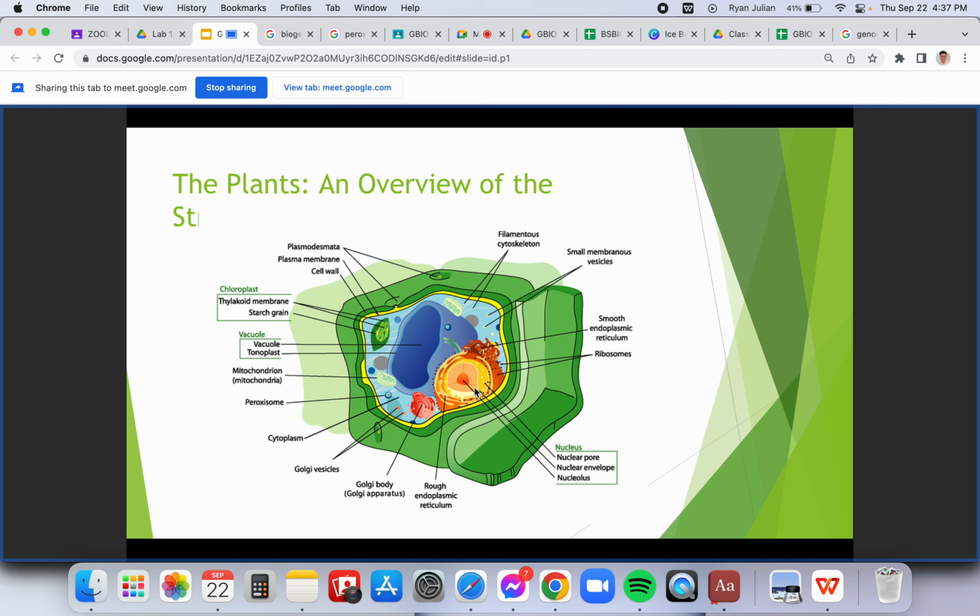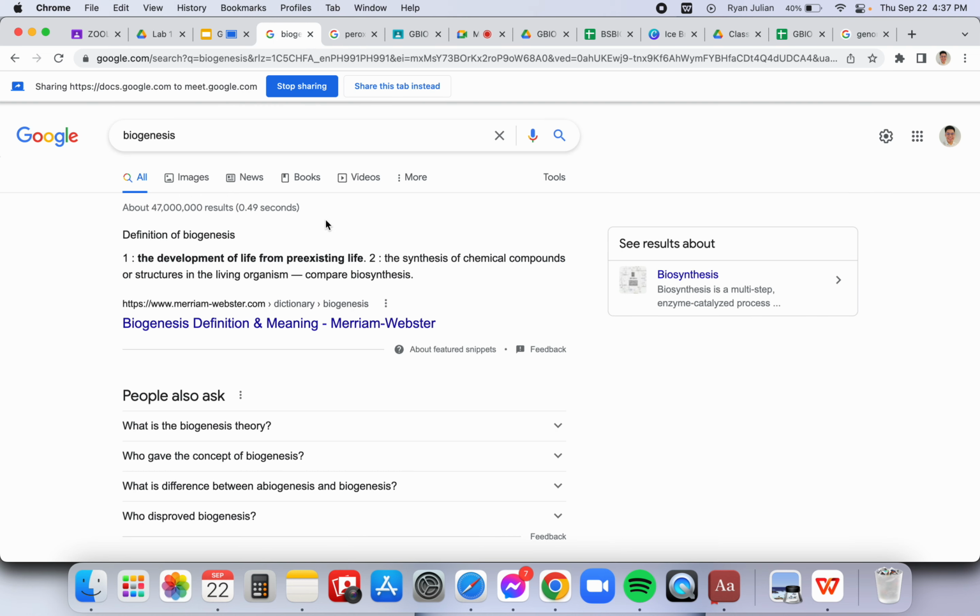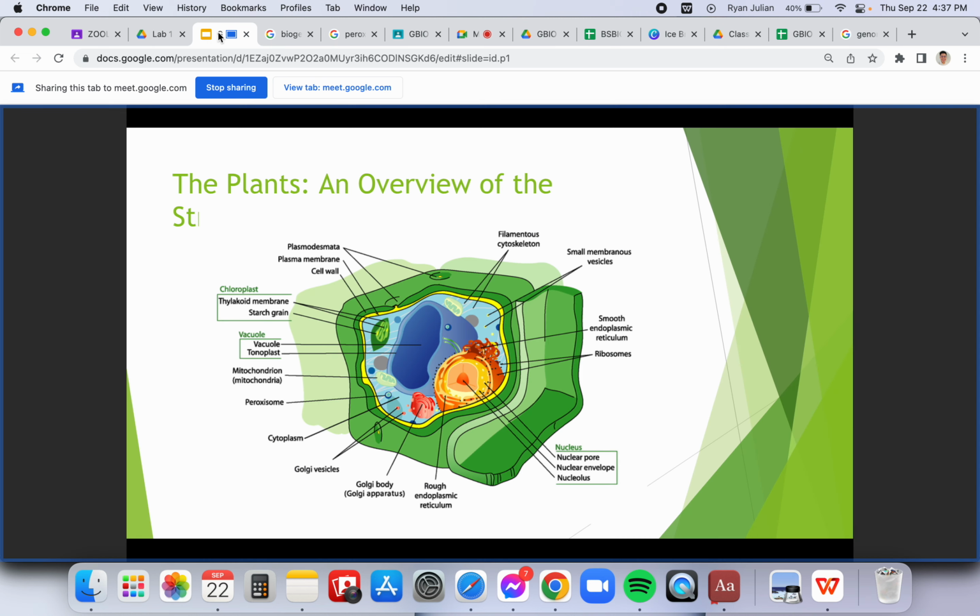nucleus, which enables the biogenesis. Ano pala? To be specific, protein biogenesis. When we say biogenesis, basically it is the development of life from pre-existing life, or in other words, it is the synthesis of chemical compounds or structures of all living organisms that we have on this planet, be it both plants or animals.